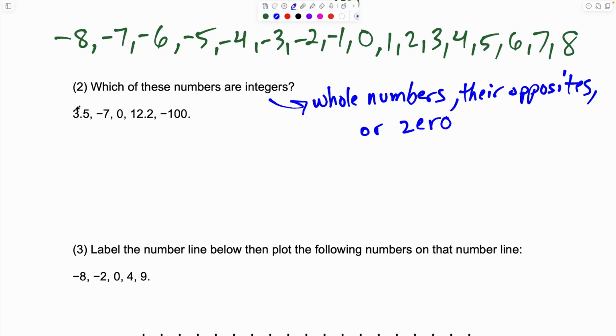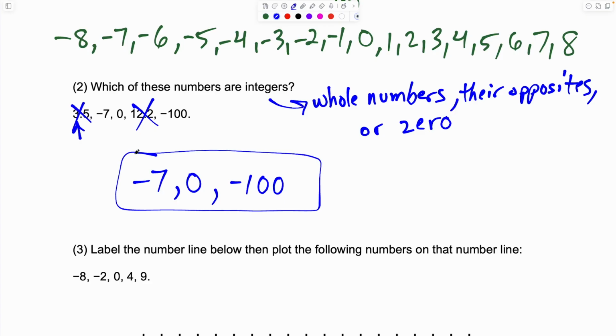So 3.5 is not a whole number here. This one would not count because 3.5 has that decimal with the 5 at the end, so we would not include this. -7 does fit the description. 7 is a whole number and the opposite of 7 is -7. Then we have 0. 12.2 is no good, we could chop out 12.2. And then -100 is also fine. So these are the numbers in the list that count as integers.